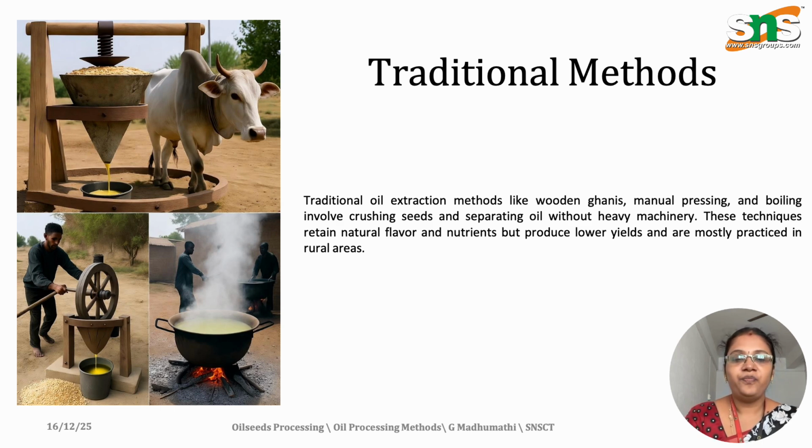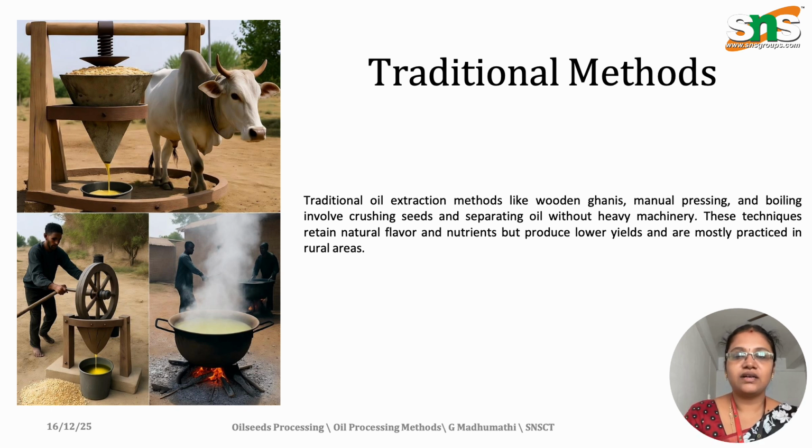So generally in the traditional method they will extract by using the traditional gani or manual pressing, and in a few cases, for a few seeds, they go in for boiling the seeds, which involves first crushing, then separating it with the heavy machines.